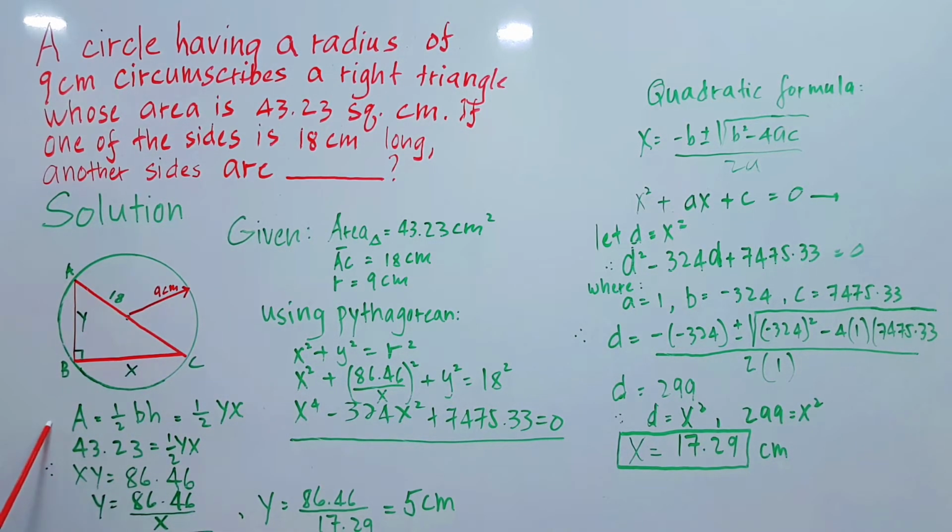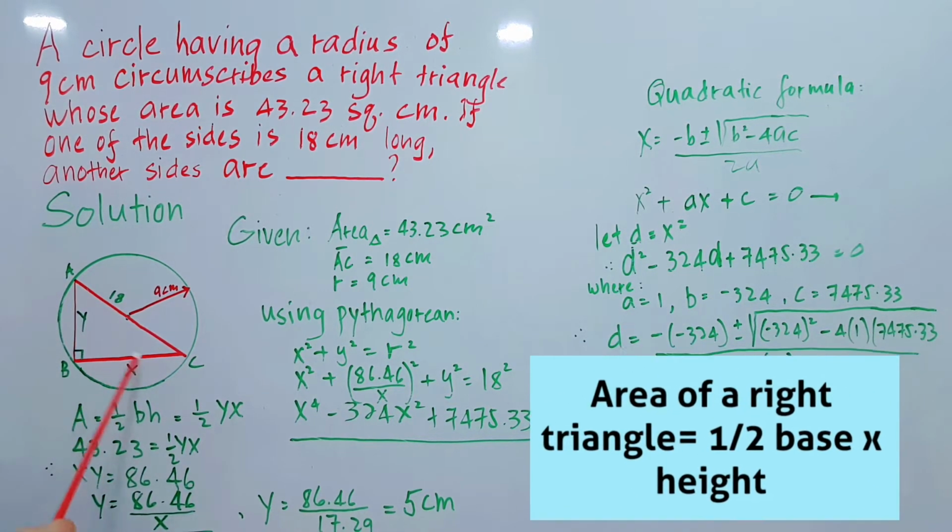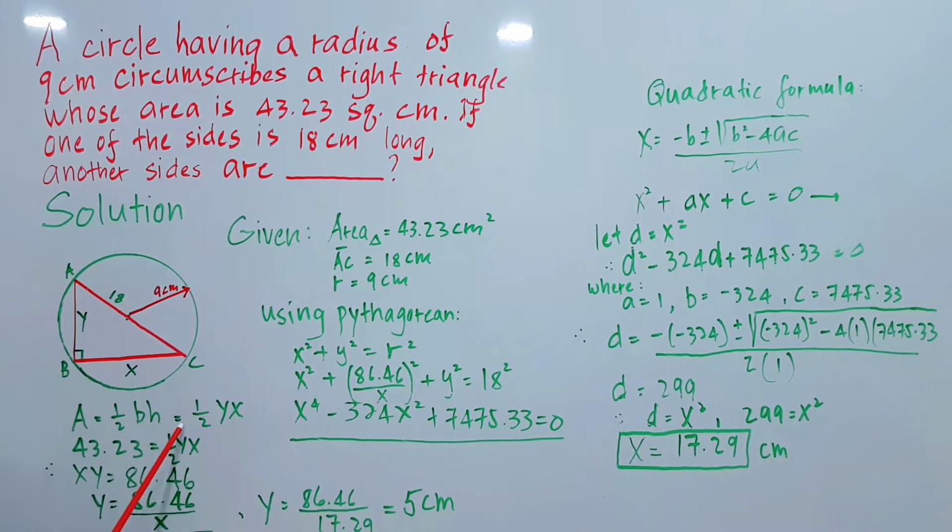So, pwede natin ma-solve using the formula of the area of a right triangle, which is equal to 1/2 the base times the height, which is equal to 1/2 x times y. Represent natin ang base at saka height ng x and y. Therefore, substituting the values of the area of this right triangle will result to y is equal to 86.46 over x. Now, isang equation natin yan. So, still we have to solve kasi ito ang hinahanap natin, x and y.